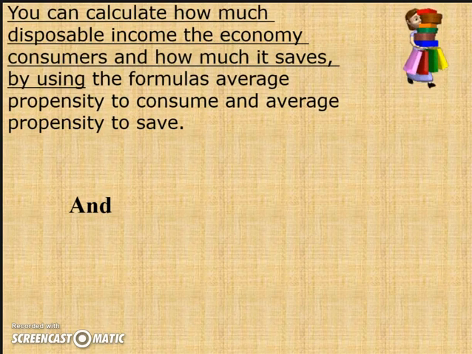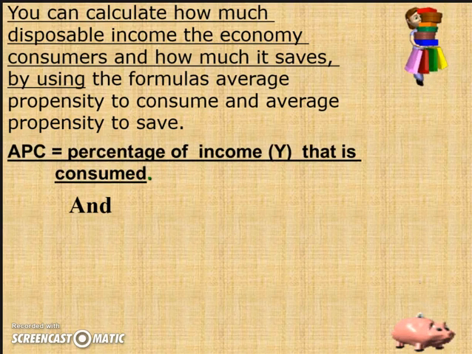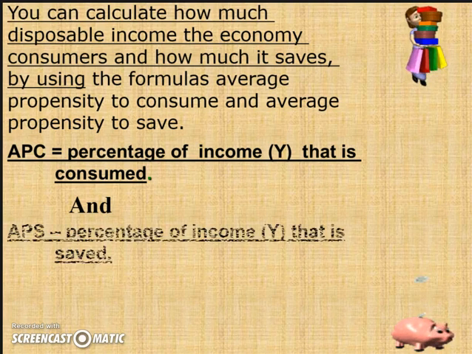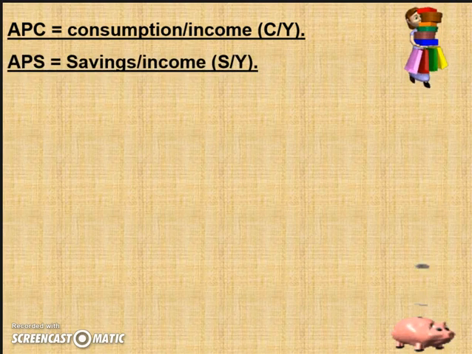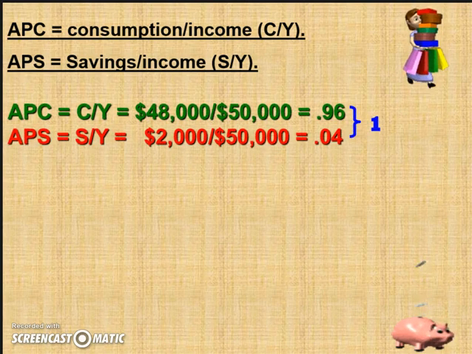You can calculate how much disposable income the economy consumes and how much it saves by using the formulas average propensity to consume and average propensity to save. APC equals the percentage of income that is consumed, and APS is the percentage of income that is saved. We're going to use Y for that. APC is consumption over income. APS is savings over income. APC equals consumption over income, and you can do the math here, and you can see that consumption would be 0.96, savings would be 0.04, it equals 1.